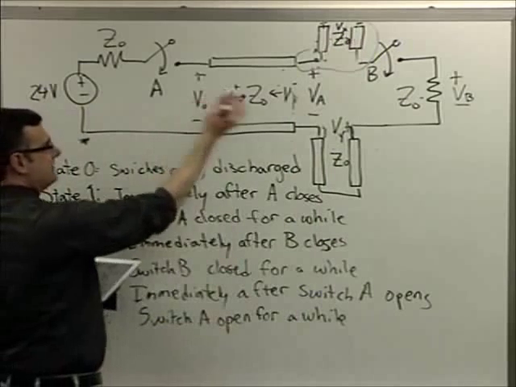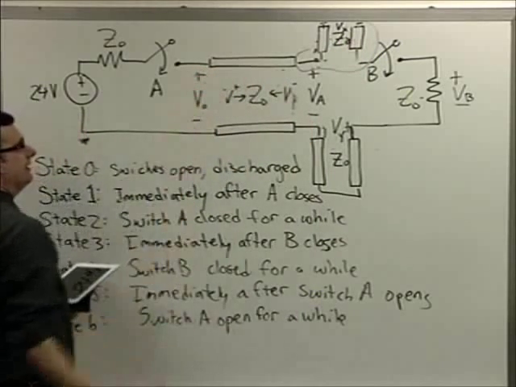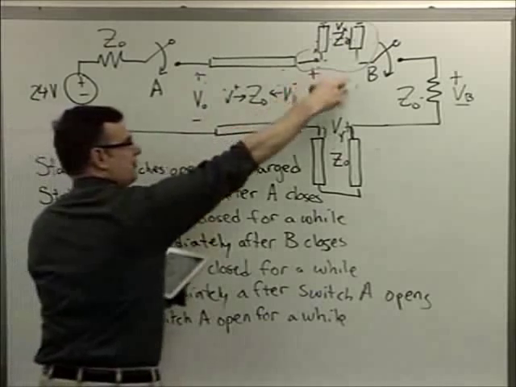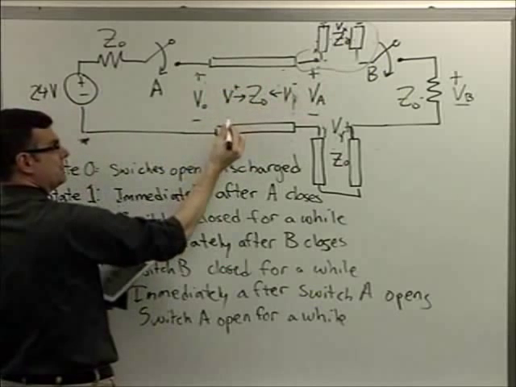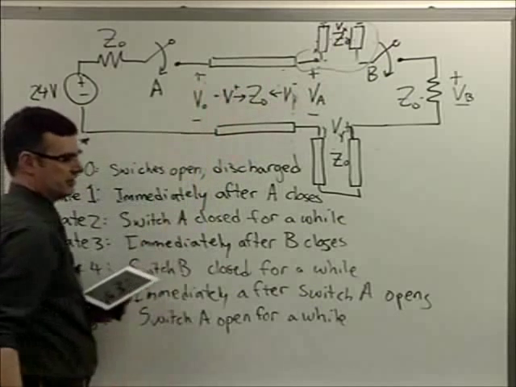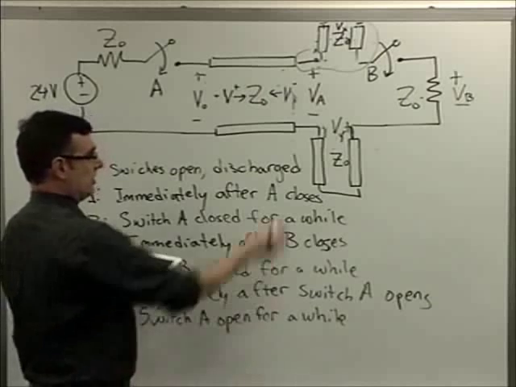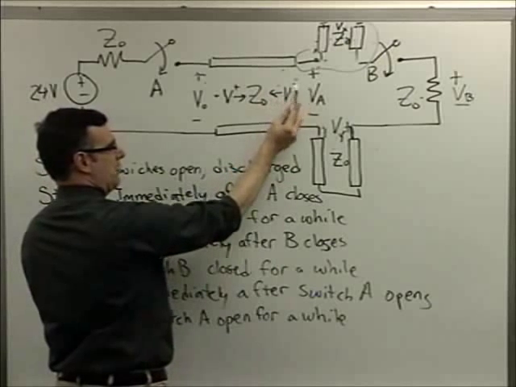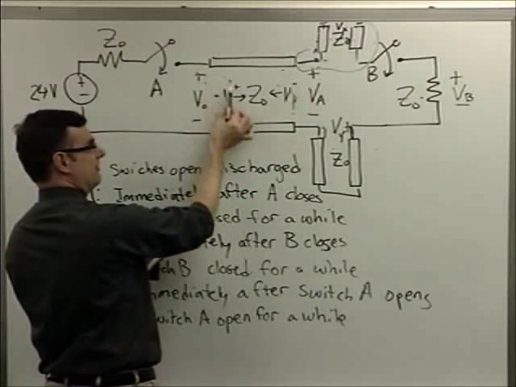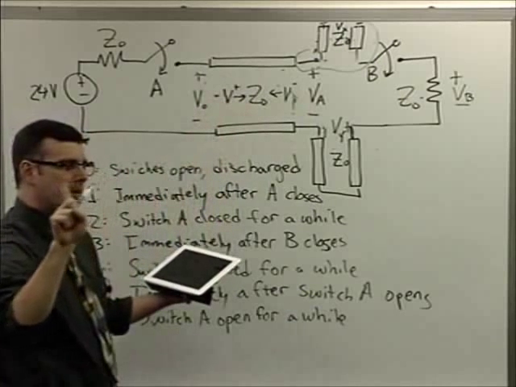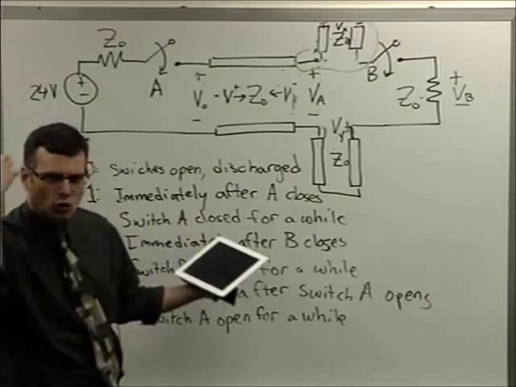My V naught, because that's also going to take a transit time for any change you make over here to propagate down the line. And finally, my V plus, by virtue of the fact that it's measured at the front of the line, is not going to change either. The V minus is going to change, and one transit time later, that's going to strike the end and change the V plus. But I don't have to worry about that yet. So you've got to get the order straight in your mind.